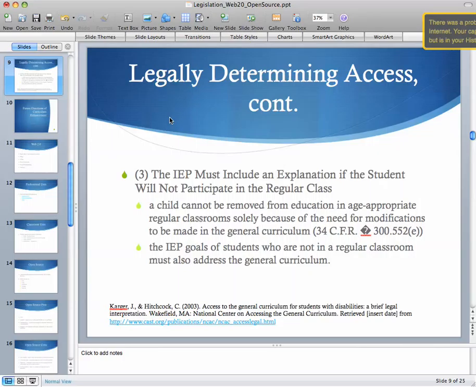And then second, the IEP goals of the students who are not in the regular classroom must also address the general curriculum. So even if a student is identified as being pulled out of the regular education classroom during a content area, the goals related to that content must still address the general curriculum that the student would have learned in the classroom.